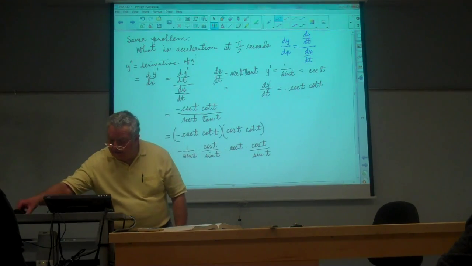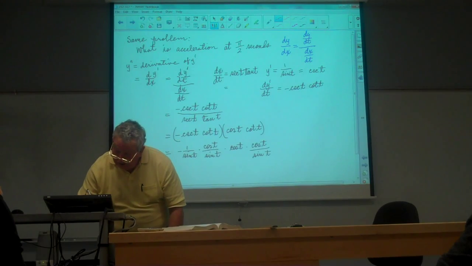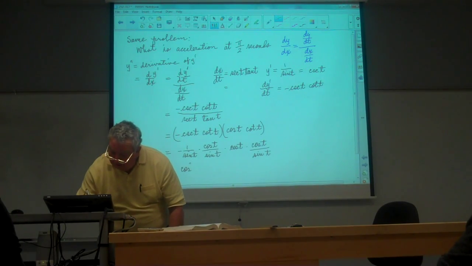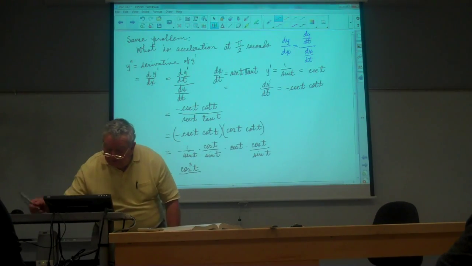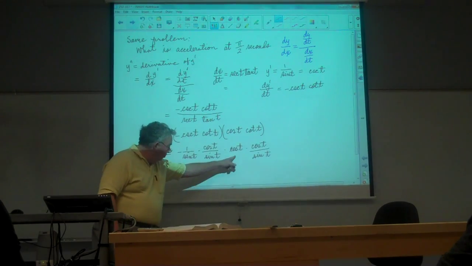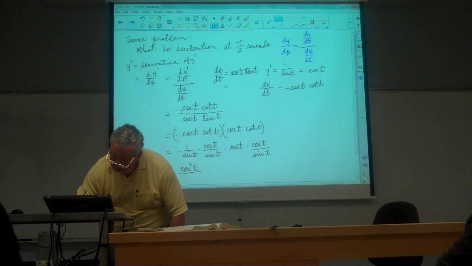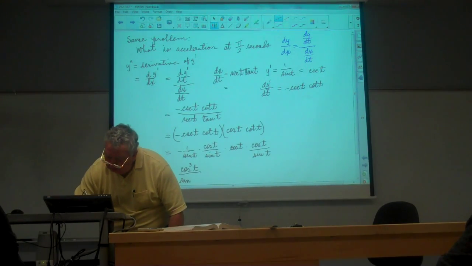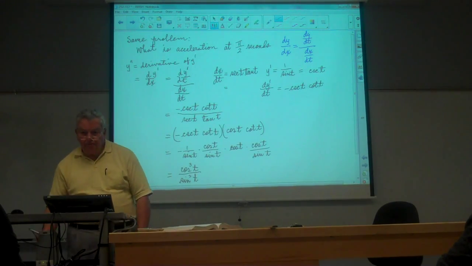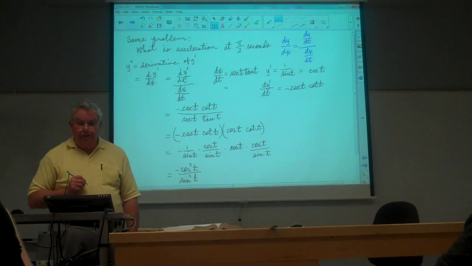Does that look like cosine cubed t over sine t times 1 times sine t, huh? Sine cubed t. It's negative. Hmm? It's negative. And a negative in front of it, thank you.